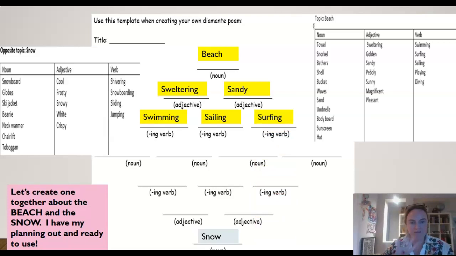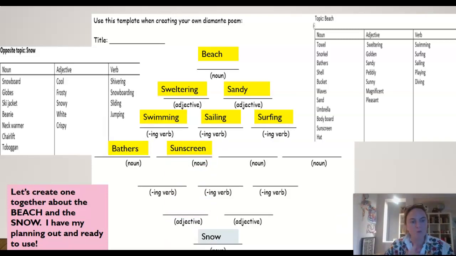So now my 4th line. So now I need two nouns that have got to do with my first topic, my top topic. Bathers. Yes, bathers is something I would wear at the beach. And sunscreen is something you definitely should put on at the beach.